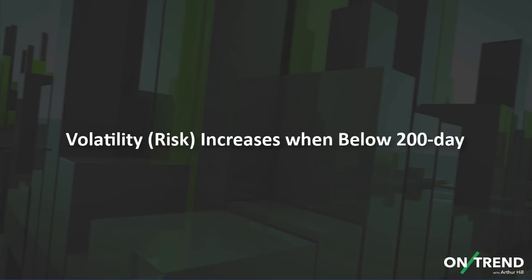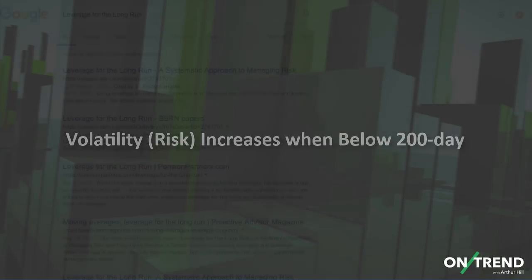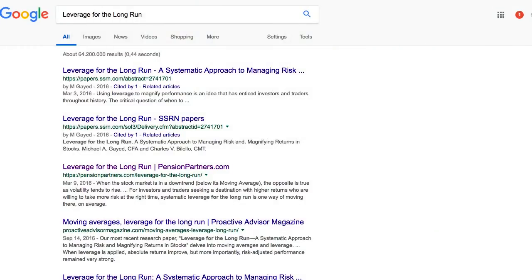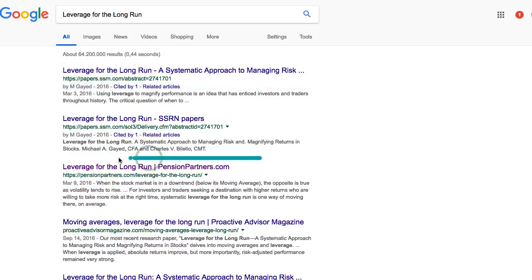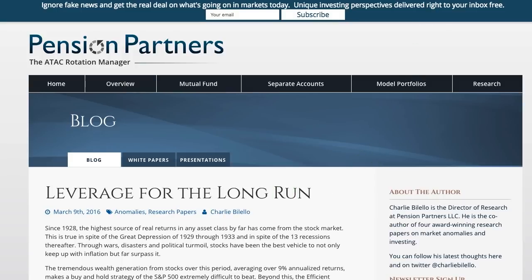Volatility, aka risk, increases when below the 200-day. There was a paper written in 2016 by Charlie Bilello and Michael Gayed, called Leverage for the Long Run. If you just Google "leverage for the long run," you'll get a list of results. The first one will probably be a link to that paper. Below that, you can see a link to their website, Pension Partners, where you can read their blog. It's a great blog, and I'd recommend you check it out.